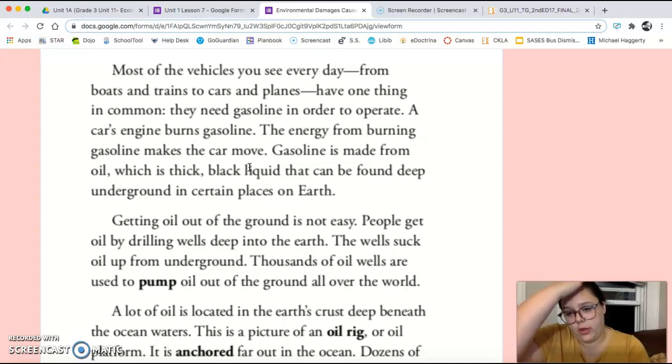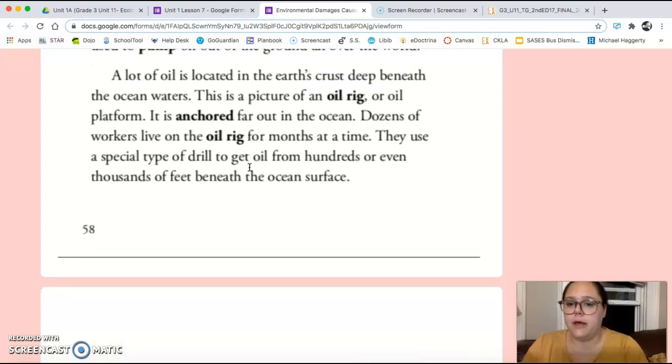Gasoline is made from oil, which is thick black liquid that can be found deep underground in certain places on Earth. Getting oil out of the ground is not easy. People get oil by drilling wells deep into the earth. The wells suck oil up from underground. Thousands of oil wells are used to pump oil out of the ground all over the world. A lot of oil is located in the Earth's crust, deep beneath the ocean's waters.